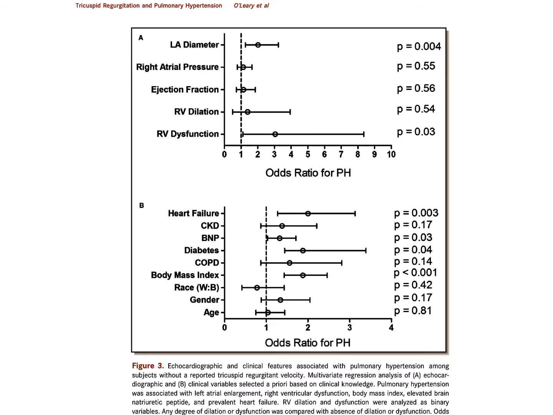Clinical predictors of the presence of pulmonary hypertension include the presence of left atrial enlargement, right ventricular dilatation, and dysfunction, as well as the presence of heart failure, the presence of diabetes, and high body mass index.